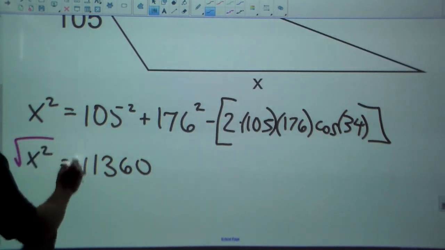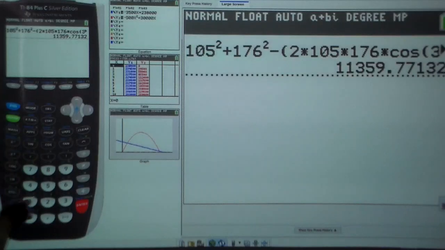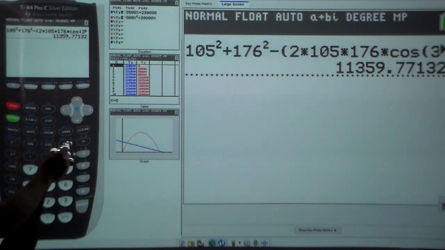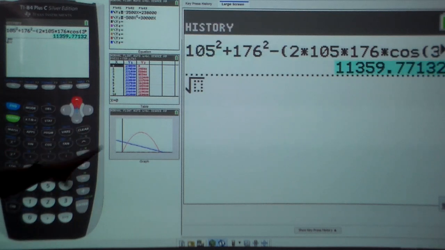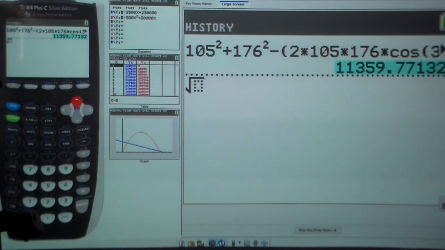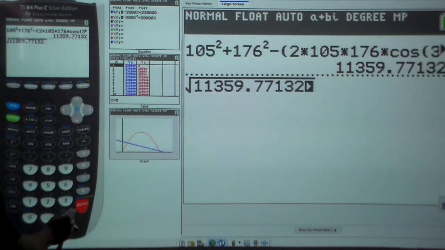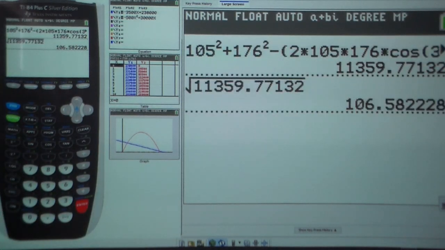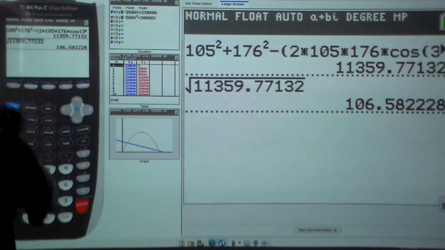I need to take the square root of both sides. So square root of that number, second and x squared. And I'm going to go up and highlight that number right there, hit enter so it puts it underneath the bracket. And now I'm taking square root of everything with the decimal, so it really didn't matter how I rounded it on the other page. So I'm getting 106.6. We'll round to one decimal place.